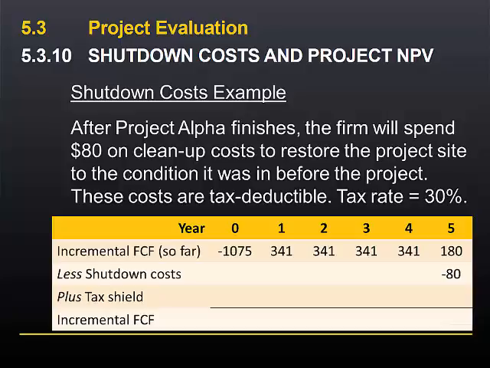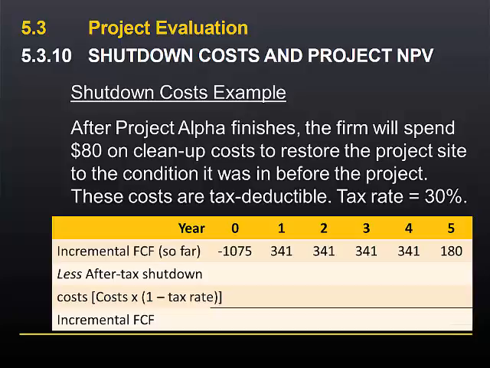The shutdown costs are clearly a cash flow, so they go in unchanged at negative $80. The tax shield is equal to the negative of the tax rate times the shutdown costs of negative $80, which results in a positive $24. A tax shield is an incremental cash inflow because the firm is $24 better off as a result of the tax deductible shutdown costs.